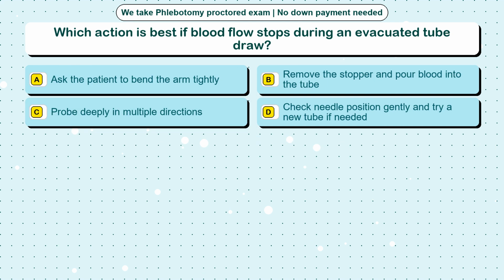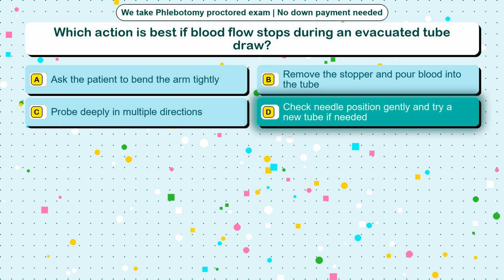Question 12. Which action is best if blood flow stops during an evacuated tube draw? Option A. Ask the patient to bend the arm tightly. Option B. Remove the stopper and pour blood into the tube. Option C. Probe deeply in multiple directions. Option D. Check needle position gently and try a new tube if needed.